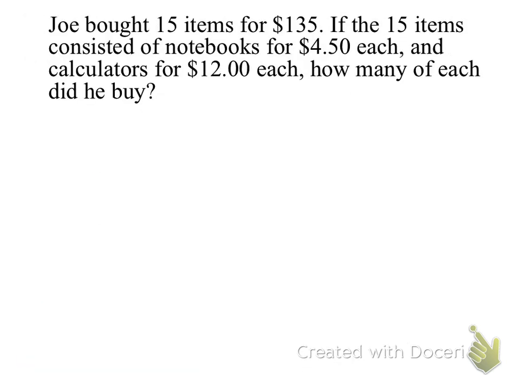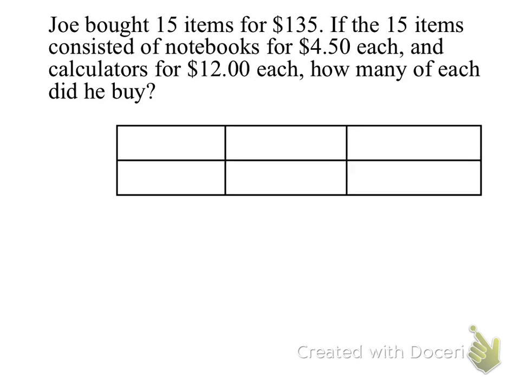Okay, more boxes. Start writing. Actually, you're going to make it like 3 by 3. Okay? I'm comparing. Joe bought 15 items for $135. If the 15 items consisted of notebooks for $4.50 each and calculators for $12 each, how many of each did he buy? So step 1, we're comparing notebooks and calculators.